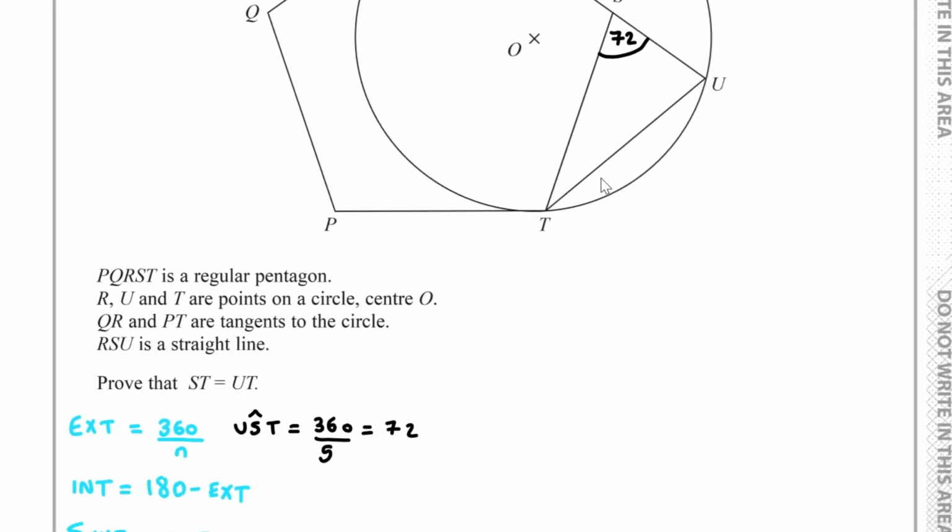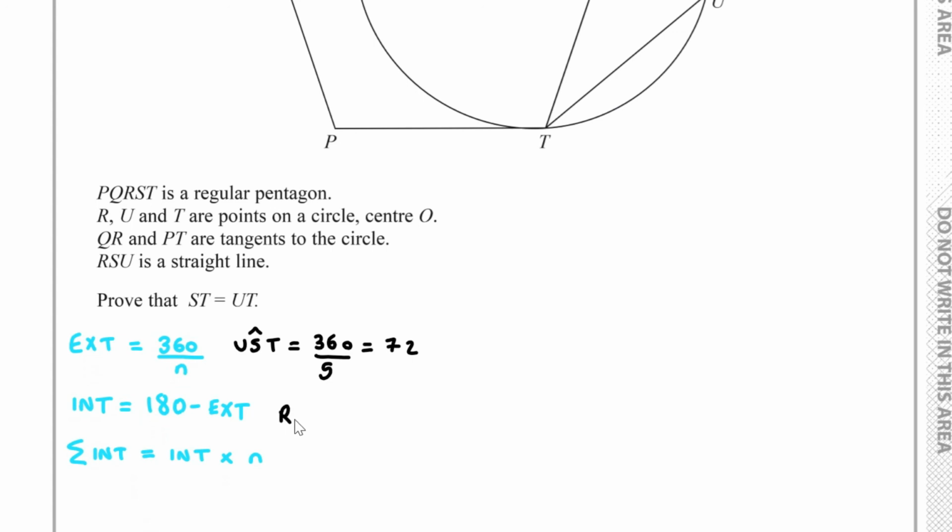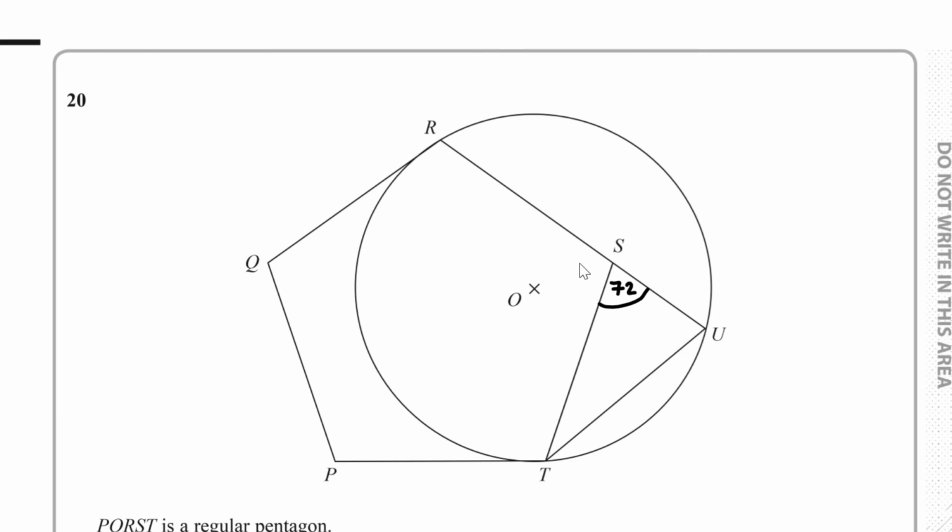So therefore the interior angle, that is RST, is equal to 180 take away 72, which is 108. So here we have 108 degrees. Okay? So each angle here is 108 degrees. So let's just add all these to the diagram. We have 108.